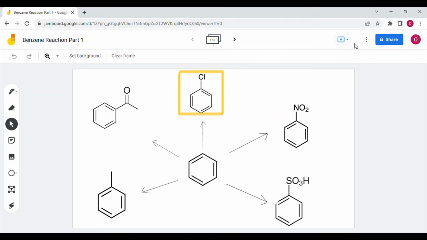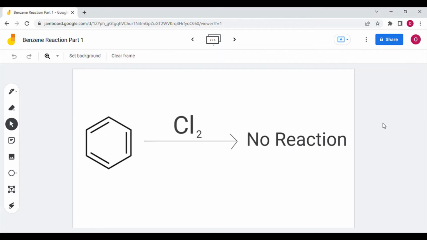In this video, I'll be going over benzene reactions, part 1. If you have benzene react with any normal molecule that you might use with an alkene, alkyne, or maybe an ether or epoxide reaction, there's going to be no reaction.